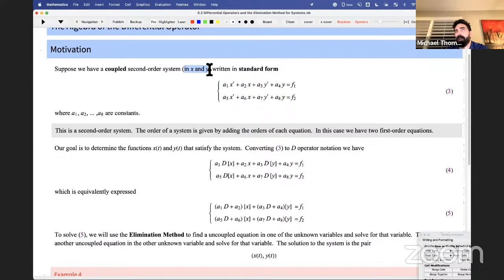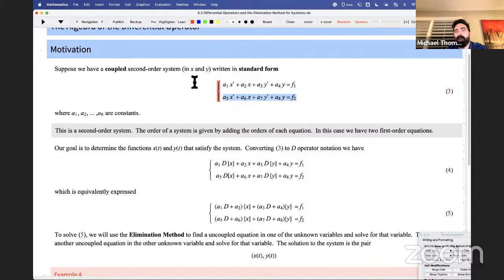Okay, so a coupled system in x and y is when at least one of the equations has both x's and y's involved. Because if they're both involved, then if you change x, it changes y, or change y, it changes x. Whenever that happens, the system is coupled. This system is definitely coupled, depending on what the constants are, but it's got x's and y's in that equation, and that's enough to be coupled. And so is this one.